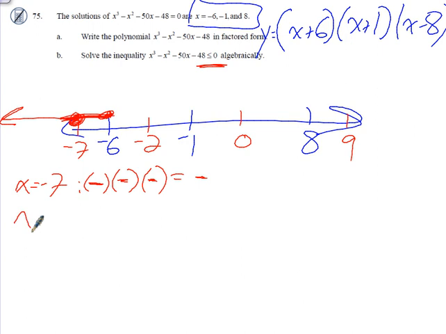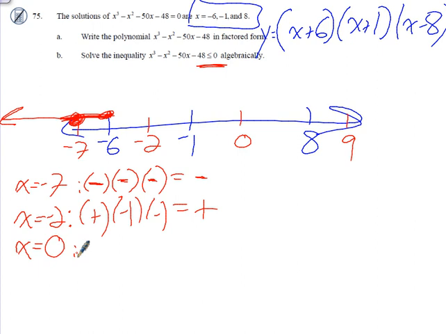Alright, now I'm going to try my next test point, -2. -2 plus 6 is positive. -2 plus 1 is negative. And -2 minus 8 is negative. So negative times negative is a positive, times positive is positive, so that part is not less than 0, because a positive number cannot be less than 0.